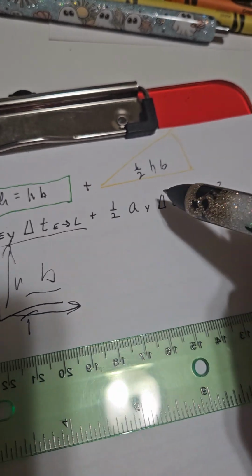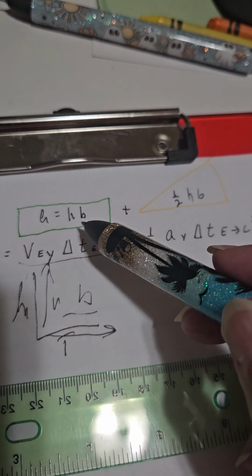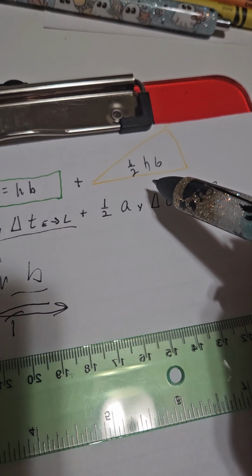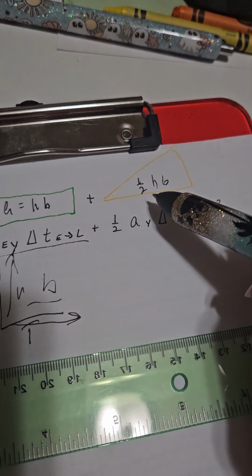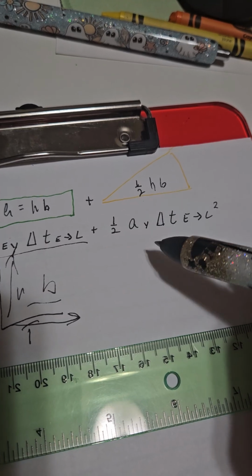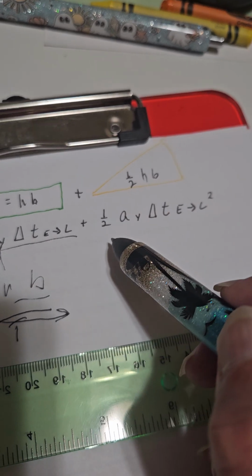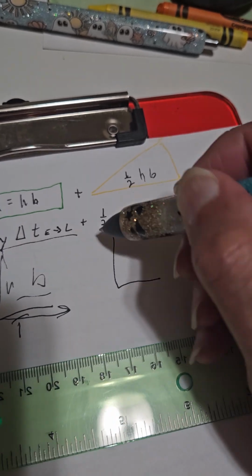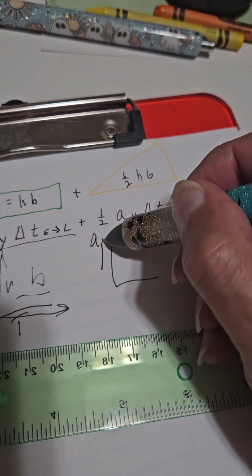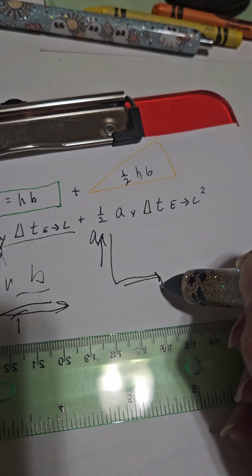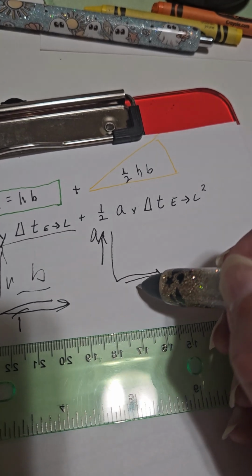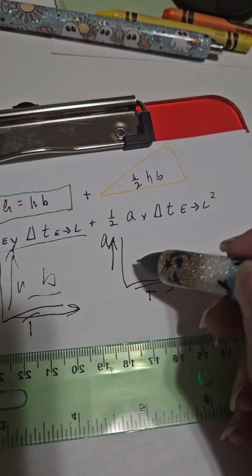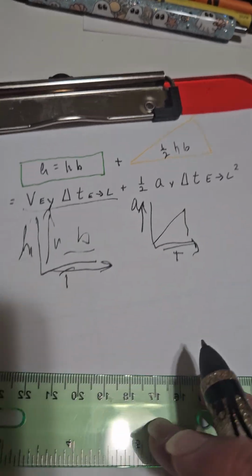Now that you know the area of a rectangle, what's a triangle? It's one half of the height and the base. Looking at this on an acceleration graph, it would look like that. Your A is going to be your height, and your time is going to be your base. One half of that is going to give you a triangle.